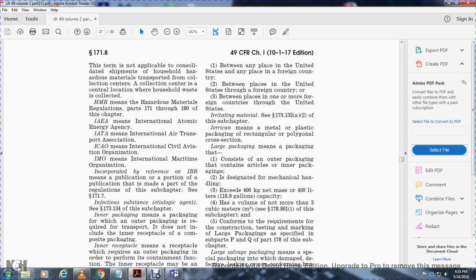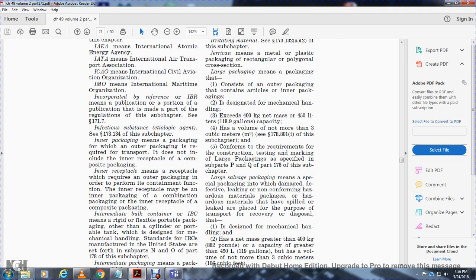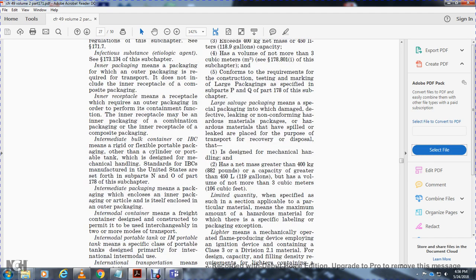Large salvage packaging means a special packaging into which damaged, defective, leaking, or non-conforming hazardous materials packages, or hazardous material that has spilled or leaked, are placed for the purpose of transportation for recovery or disposal. It is designed for mechanical handling and has a capacity greater than 882 pounds or 119 gallons, with a volume of no more than 3 cubic meters.